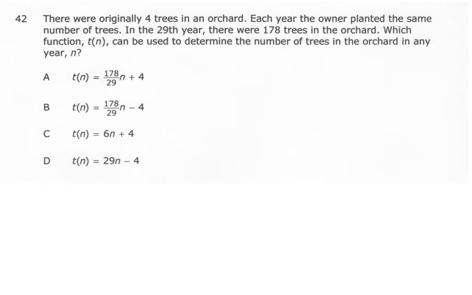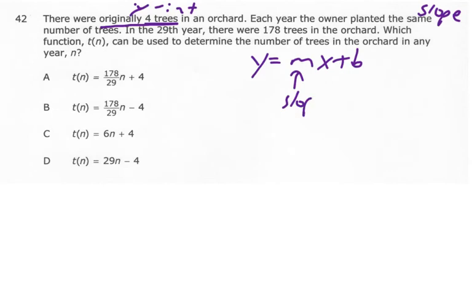There were originally 4 trees in an orchard. Well, that's like my y-intercept. And each year the owner planted the same number of trees. Well, that's my slope, because that's a rate. In the 29th year there were 178 trees in the orchard. Which function t of n can be used to determine the number of trees in the orchard in any year n? Well, I know y equals mx plus b, where m is my slope, b is my y-intercept, and I also know that they're using t of n, so they're just using a little bit different notation there.